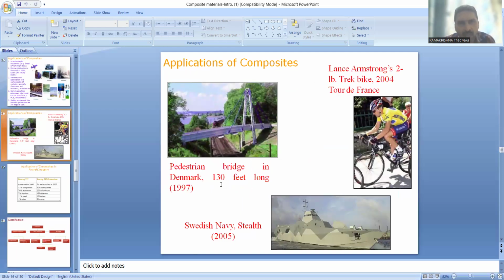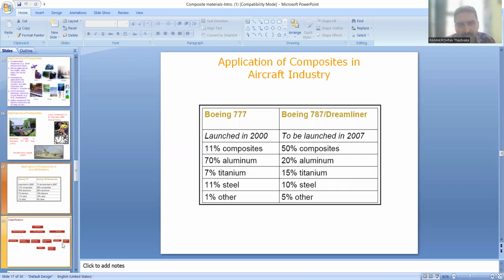Here, in addition to the application of composite materials, bicycles, sports bikes. Next one is the bridges, pedestrian bridge in Denmark, 130 feet long. Okay, that is built using composite materials, right? Yes. See, application of composite in the aircraft industry: in 2000, the Boeing 777 aeroplane was built with 11% composite, 70% aluminum, 7% titanium, 11% steel, 1% other.